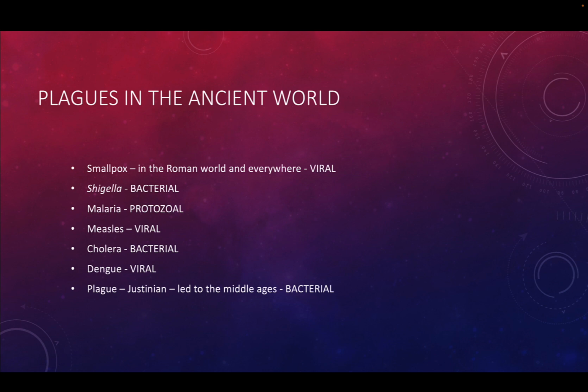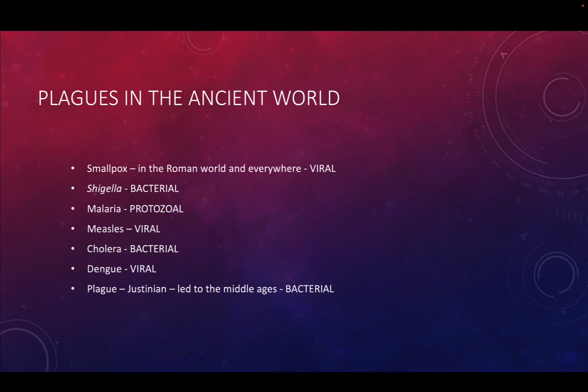In the ancient world, again, lots of plagues. People didn't know what type of organism was causing these plagues. We know now. So things like smallpox were found in the Roman Empire and pretty much everywhere else. And smallpox is a virus. Shigella, much like salmonella, is a bacterial infection that causes gastrointestinal disease. Malaria is transmitted by mosquitoes, but it's caused by a protozoan, which is a single-cell parasite.